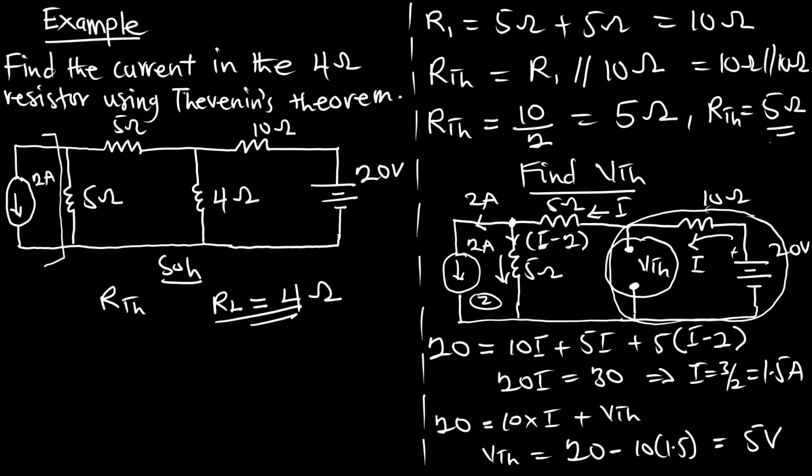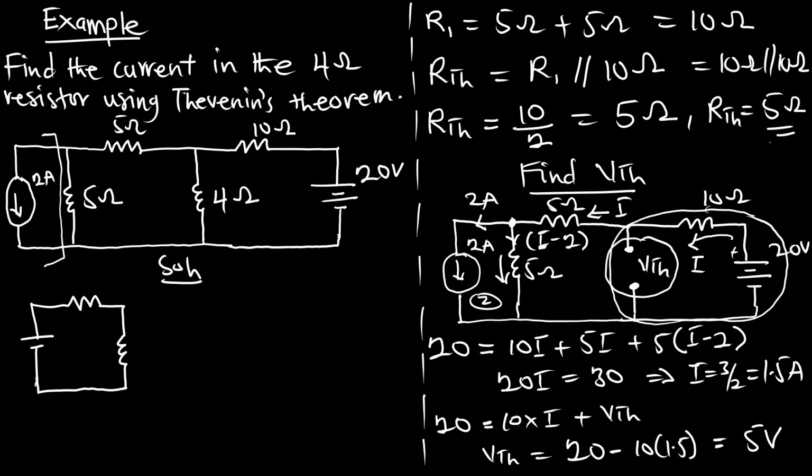So let's try to combine them in series. This is going to be our diagram. So this will be our VTH and this will be our RTH in series with our load resistance, and we are good to go. So this is VTH, this is RTH, this is RL. So let's call the current passing through I1, which is the same current passing through the load resistance, which is the 4 ohms, so that we answer the problem.